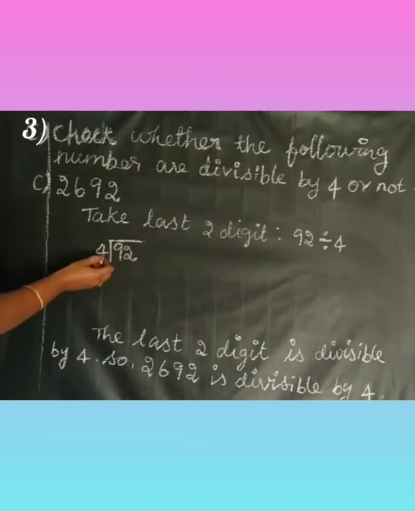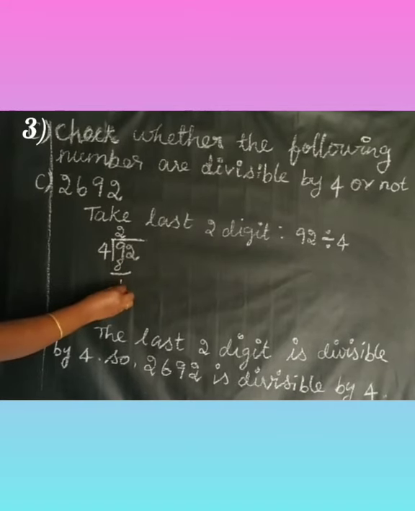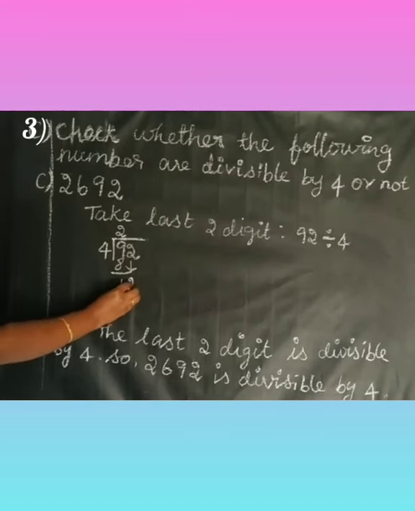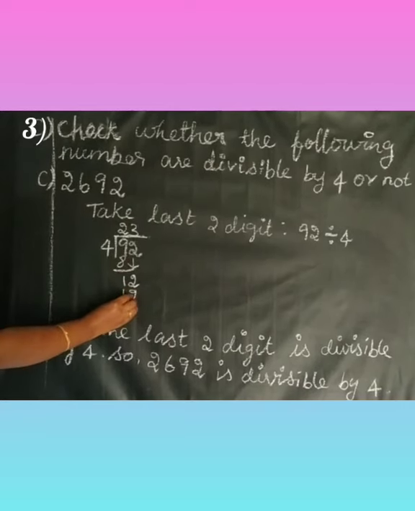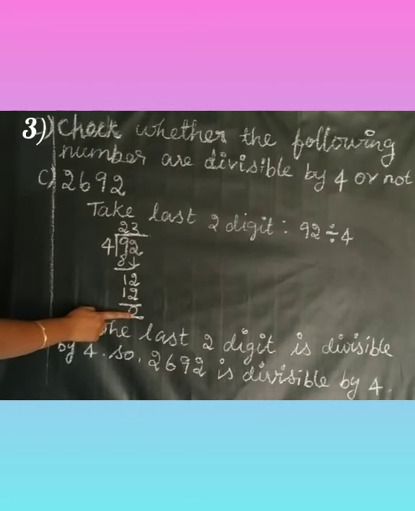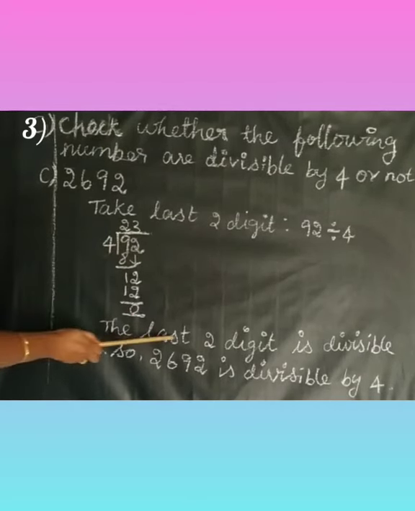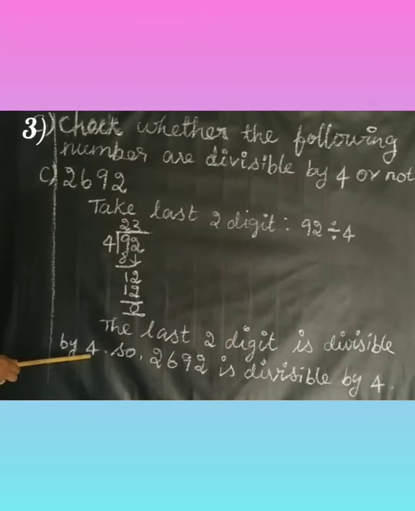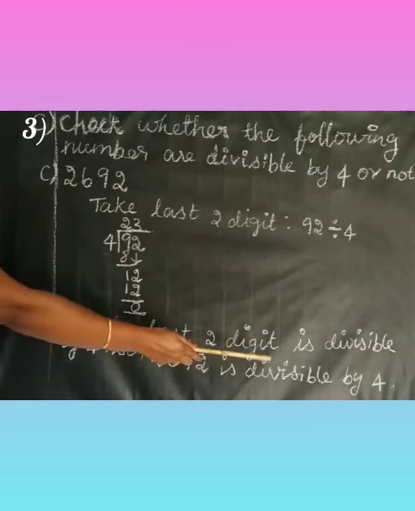Tell the 4 table: 1 4 is 4, 2 4s are 8. So remaining 1, and that 2 will come down. So 12, 3 4s are 12, remainder 0. Okay, so if remainder 0 comes, this number will be divisible by the 4th table. So the last 2 digits are divisible by 4. Hence 2692 is divisible by 4.